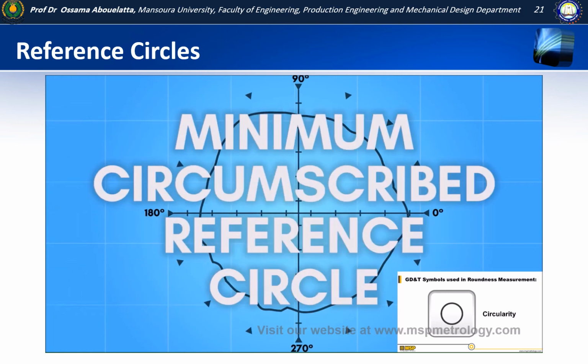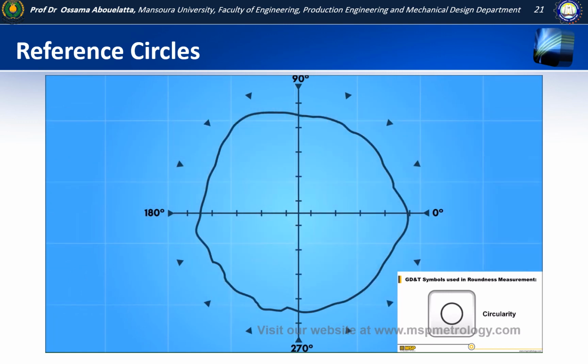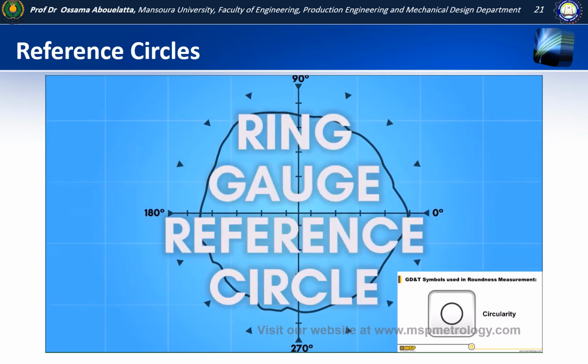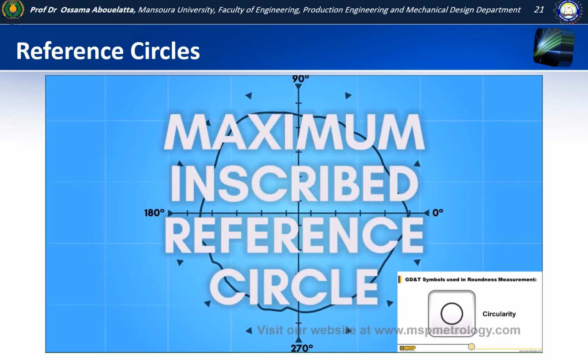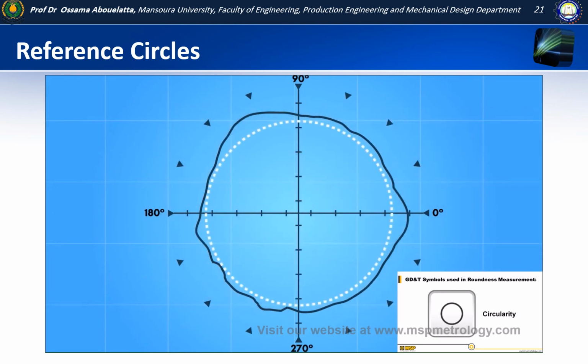A minimum circumscribed reference circle, sometimes known as the ring gauge reference circle, is the smallest circle that totally encloses the data. Out of roundness is quantified as the largest deviation from this circle. A maximum inscribed reference circle is the largest circle that can be enclosed by the data. The out of roundness is quantified as the maximum deviation of the data from this circle. This is sometimes known as the plug gauge reference circle.